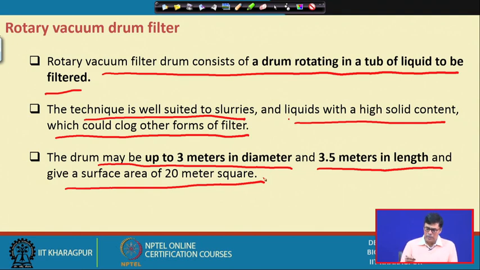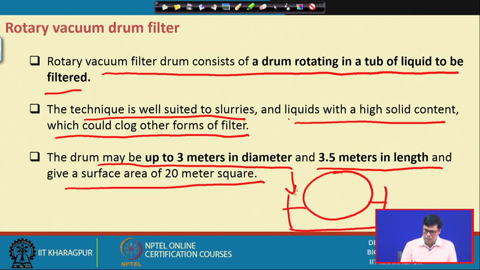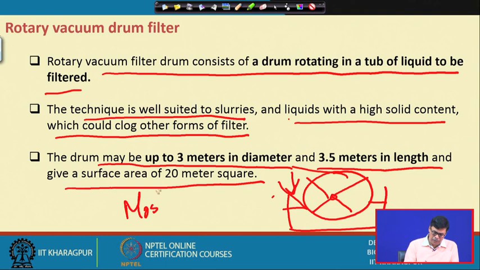Now, let me explain. Suppose this is the drum, and this is immersed in the trough. This is the trough. In the trough, we put the fermentation broth like this, and here we have a pipeline. This drum is wrapped by thin muslin cloth. What is muslin cloth? That is a fine cloth, wrapped on the surface of the drum.